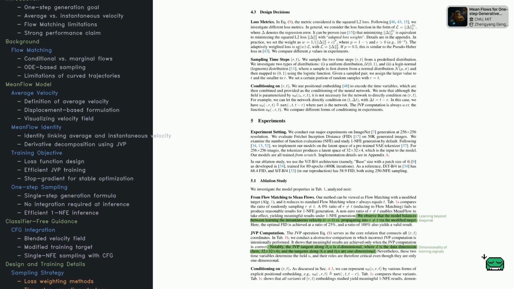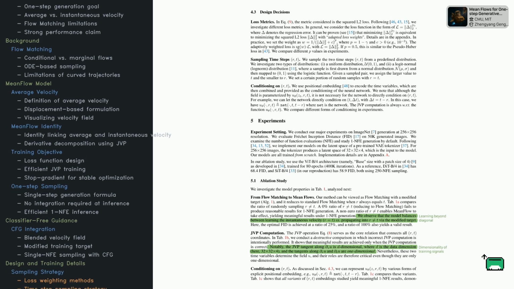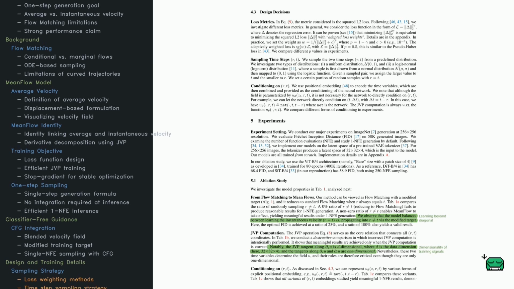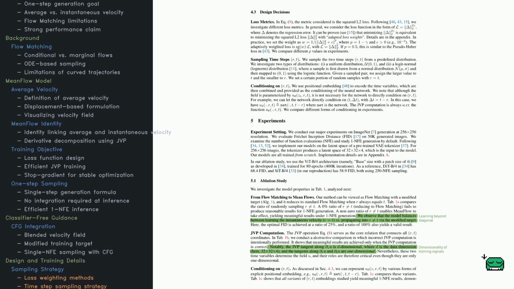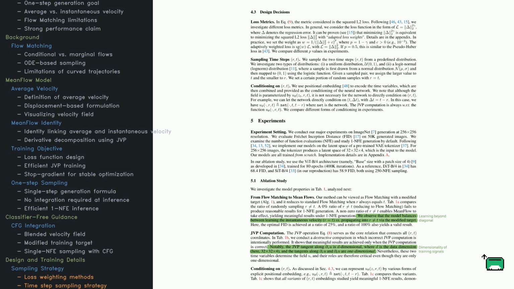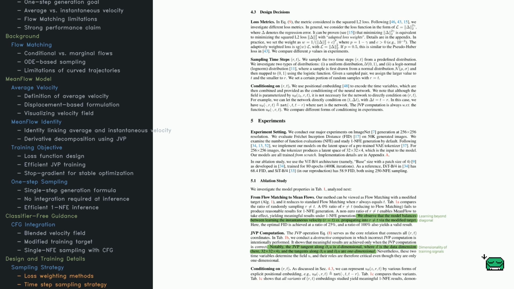First up, loss metrics. They go with a basic squared L2 loss, but also try tweaking it with adaptive weighting. That means giving less weight to big errors, so the model doesn't overreact to noisy outliers. Next is how they pick the time steps used for calculating average velocity. They sample 2 time points, R and T, from different distributions, sometimes uniform, sometimes log-normal. The goal is to mimic realistic timing variations.